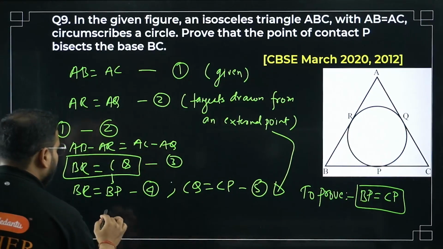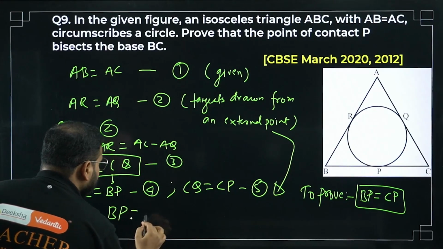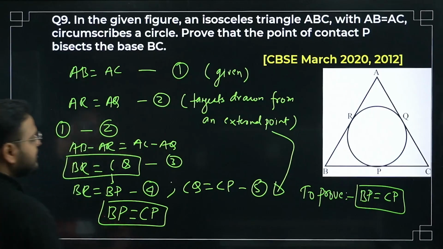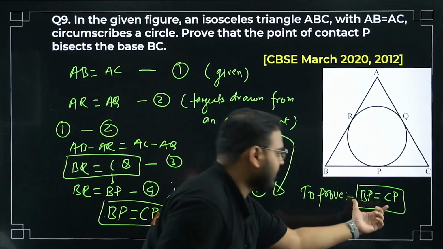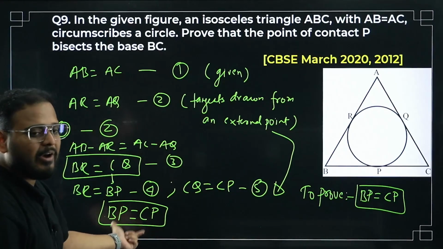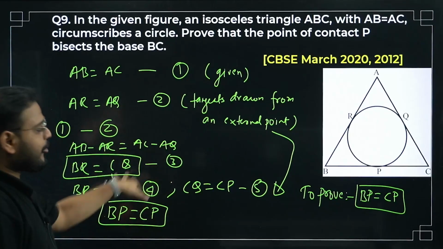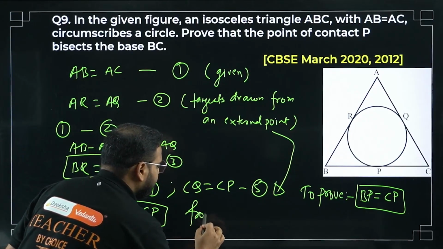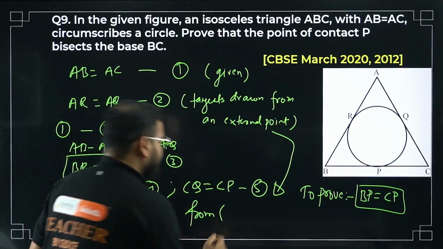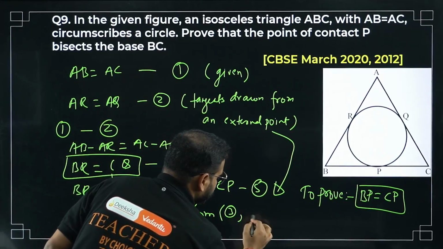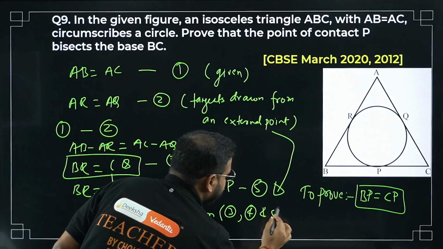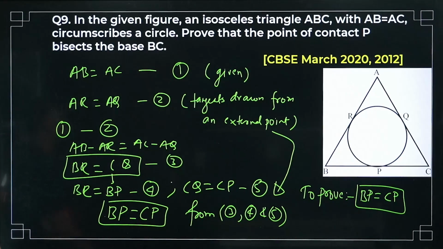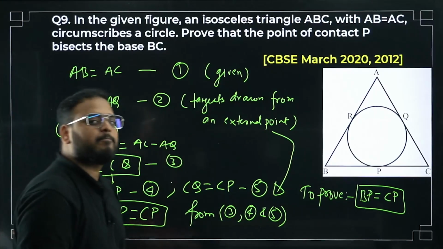It means BP equals CP. We had to prove that and we have got it here. Why only these two? Because all four are equal, I don't have to write all four. So we can write: from equations 3, 4 and 5, BP equals CP. Question number 9 is done. Simple or not? Very, very simple.